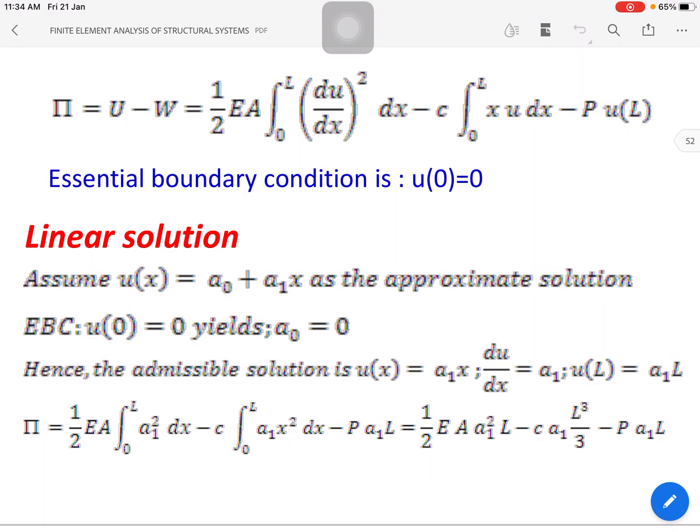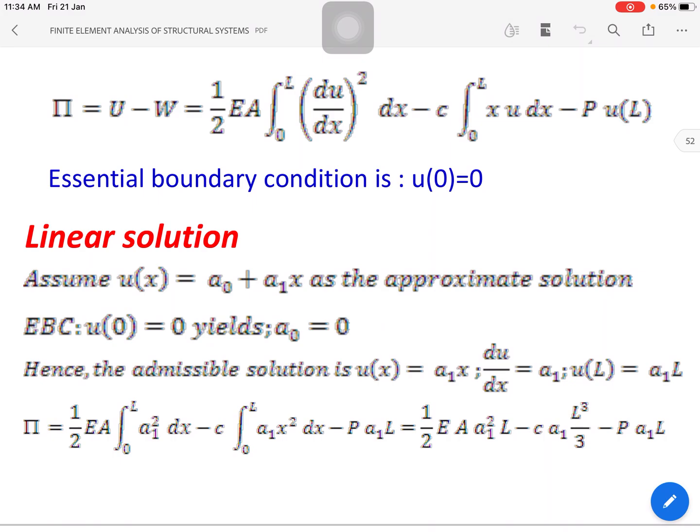Further, substituting for sigma x equal to E into epsilon, sigma is equal to E into epsilon. If you substitute, what you will get? E epsilon square A of x dx. Again, epsilon is equal to du by dx. Substituting epsilon equal to du by dx, this is from the knowledge of mechanics of deformable bodies, right? There you might have studied this. You will get E into du by dx whole square A of x dx.